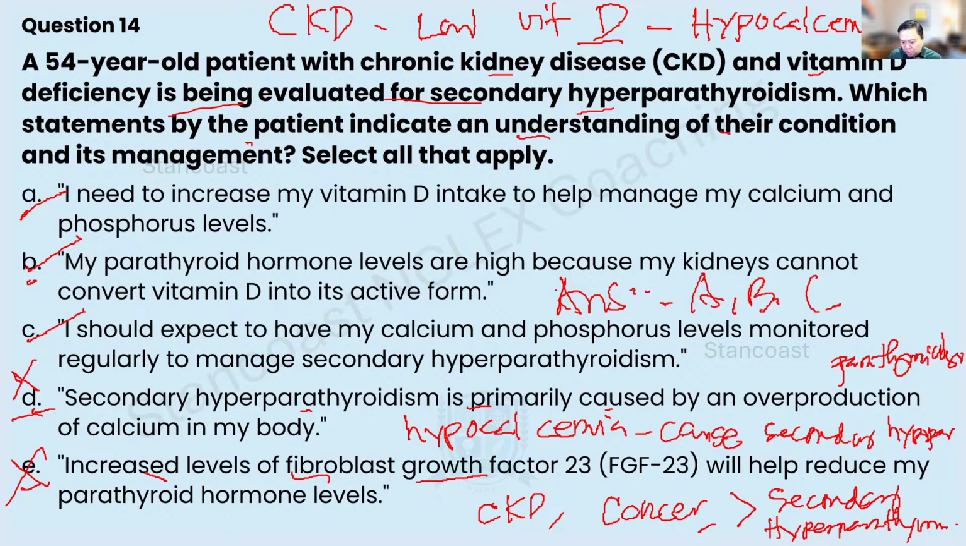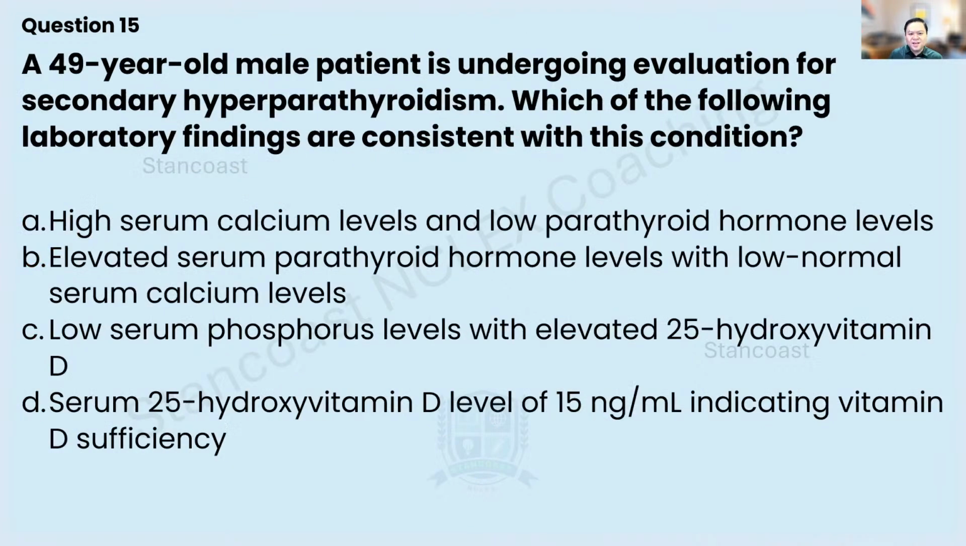Let's have our last item of the day. A 49-year-old male patient is undergoing evaluation for secondary hyperparathyroidism. Which of the following lab findings are consistent with this condition? Is it A, high serum calcium levels and low parathyroid hormone levels? B, elevated serum parathyroid hormone levels with low normal serum calcium levels? C, low serum phosphorus levels with elevated 25-hydroxy vitamin D? And letter D, serum 25-hydroxy vitamin D level of 15 nanograms per ml, indicating vitamin D deficiency.